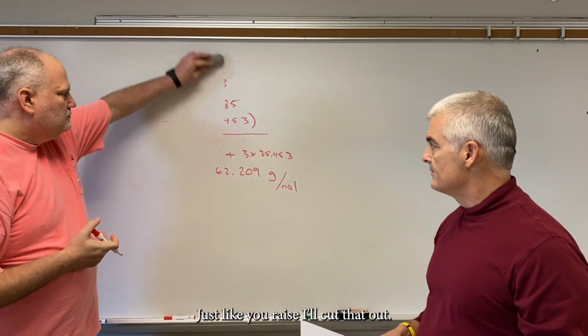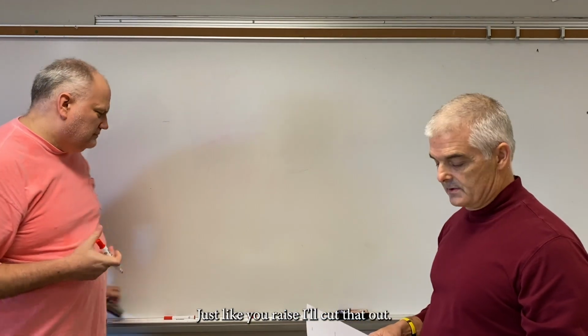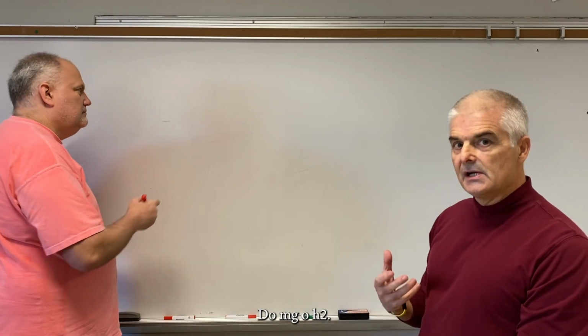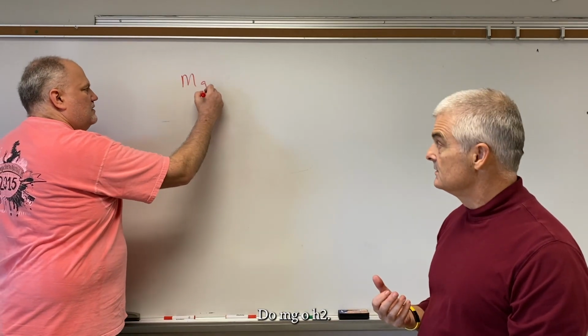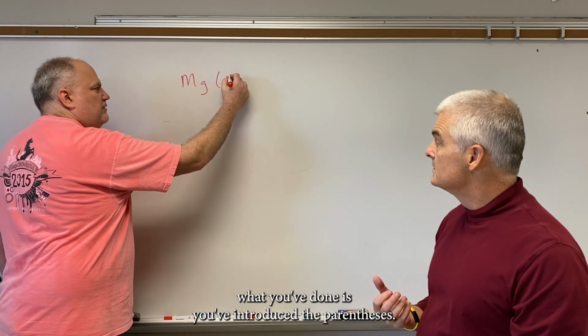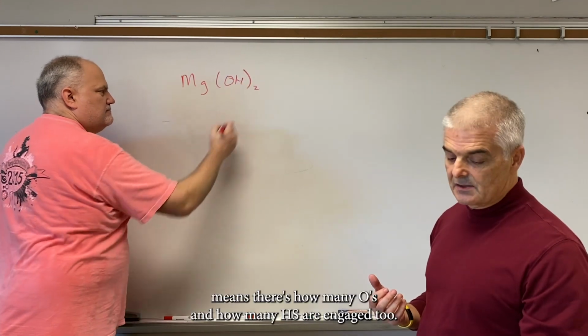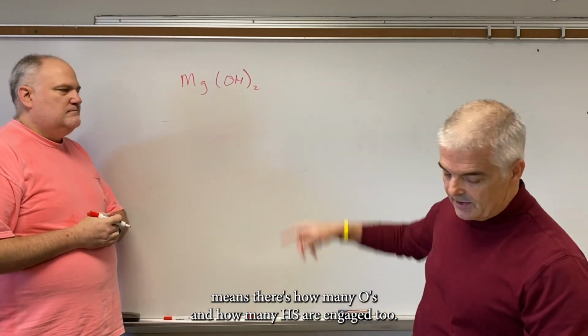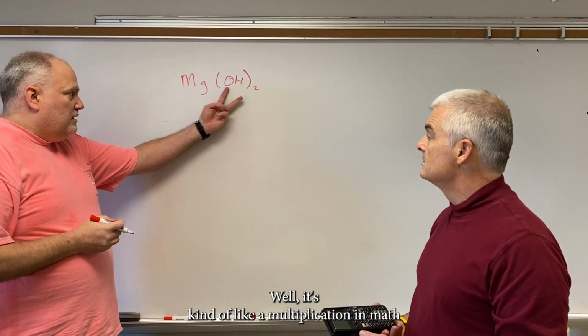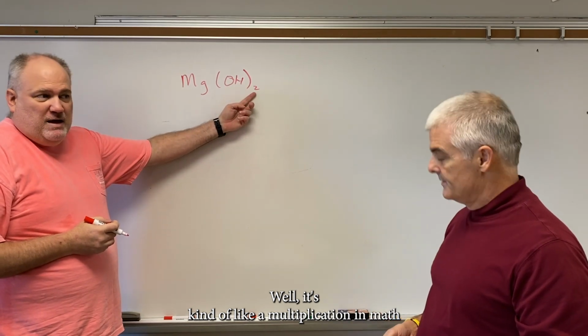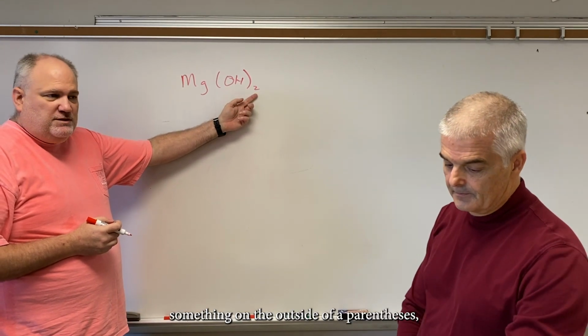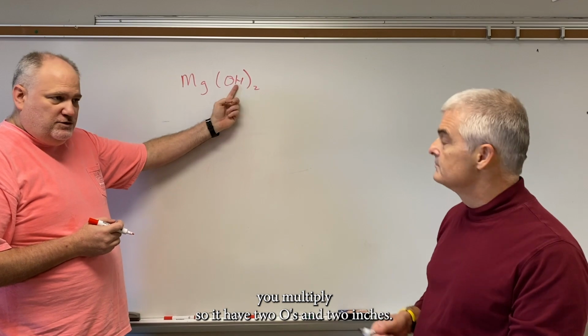All right, let's do one that's a little trickier. How about we do Mg(OH)2? What you've done is you've introduced the parentheses. Remember, the parentheses means there are how many O's and how many H's in Mg(OH)2? It's like in math: when you have something on the outside of a parentheses, you multiply. So it would have 2 O's and 2 H's.